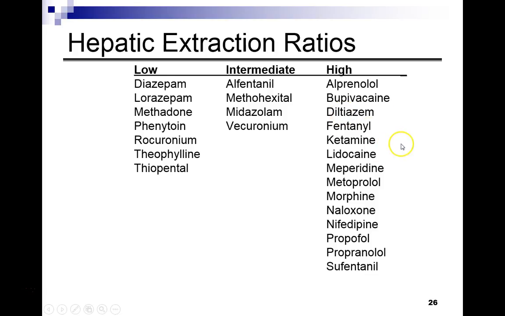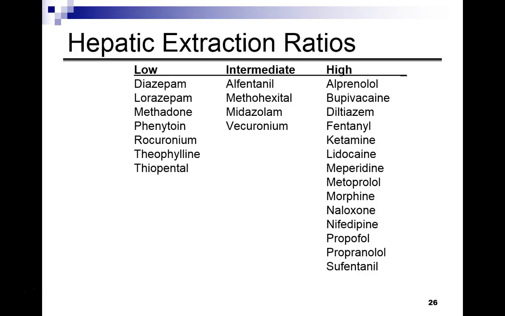So we're not really worried about the patient who has hepatic disease. We are primarily concerned about patients who are in a low flow state, who have low cardiac output. Those are the patients in whom metabolism may be changed. However, we do have drugs like methadone or phenytoin, some of the other benzodiazepines, and even rocuronium, where changes in hepatic blood flow may not have a big effect on hepatic metabolism, but patients who have induced liver enzymes or inhibited liver enzymes may actually show a change in their metabolism of these drugs.